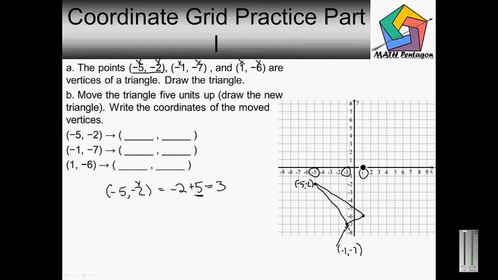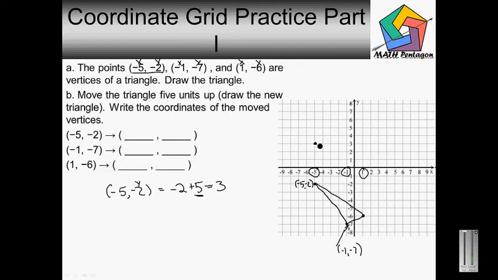So we first find the (-5, -2) coordinate, which is right here. Now we want to move 5 spots up. So it's 1, 2, 3, 4, 5, and I plot the point right here. And now this is my new point because we moved 5 spaces up from the -2.